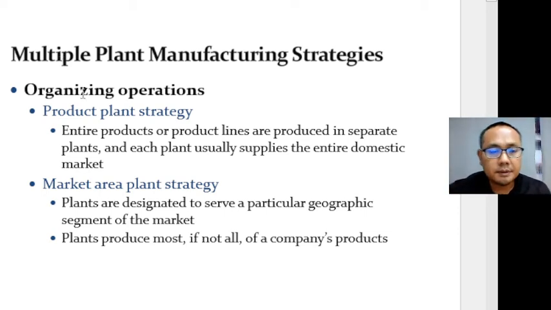Next one is a few techniques or strategies that we can use in location, multiple plant manufacturing strategies. Product plant strategies: the entire product or product line is produced in a separate plant, and each plant usually supplies the entire domestic market.